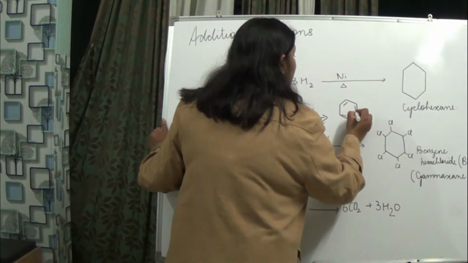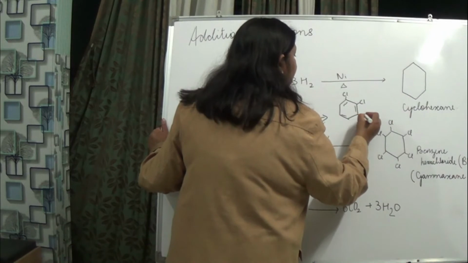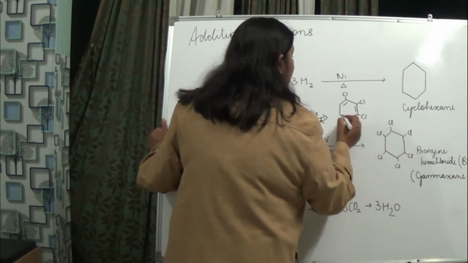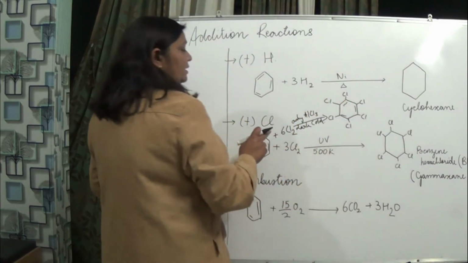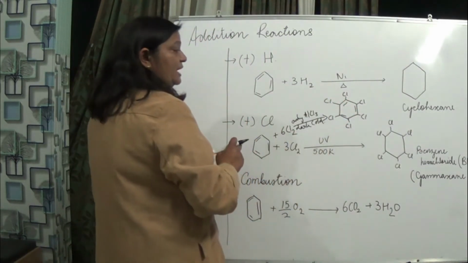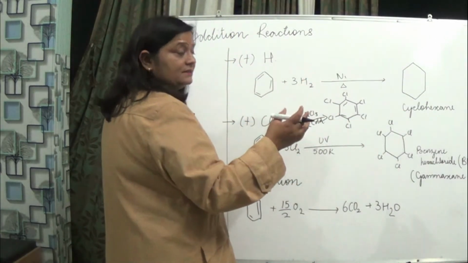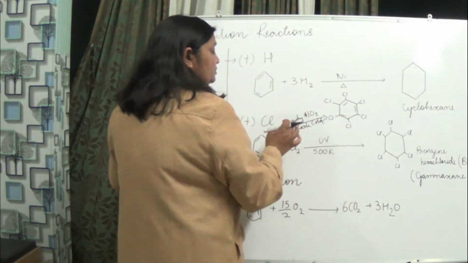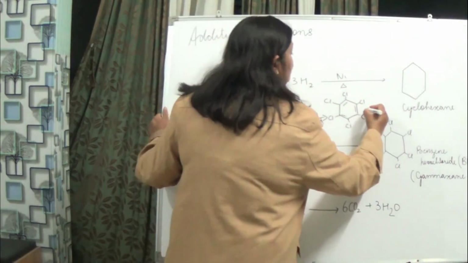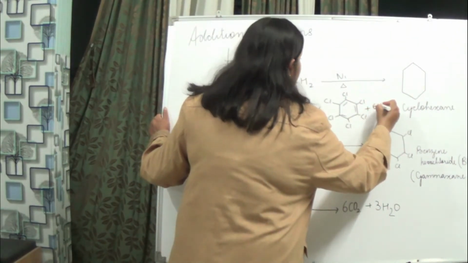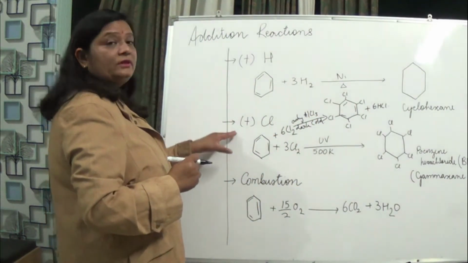Here you will see chlorine, so it is replacing what? The hydrogen. So naturally here 6 chlorine attached to the benzene ring by replacing the hydrogen atoms. So these hydrogen atoms, another 6 chlorine, will be added to form what? 6HCl. So just keep in mind the reaction with chlorine.